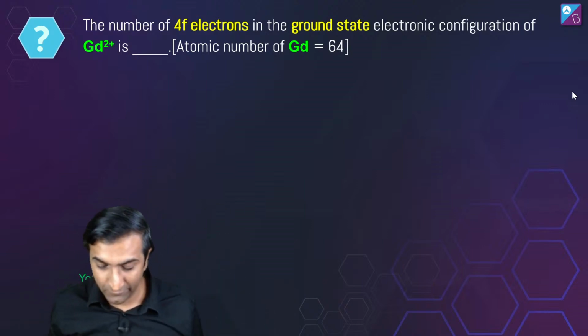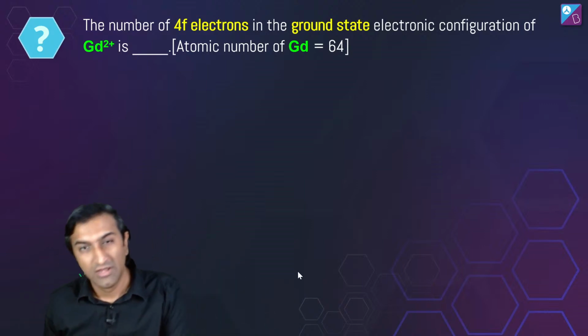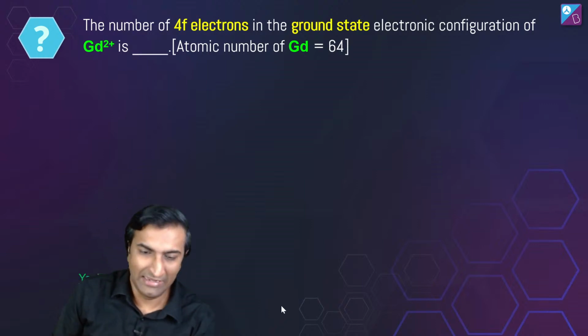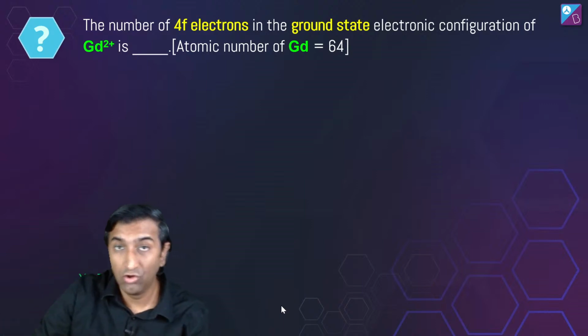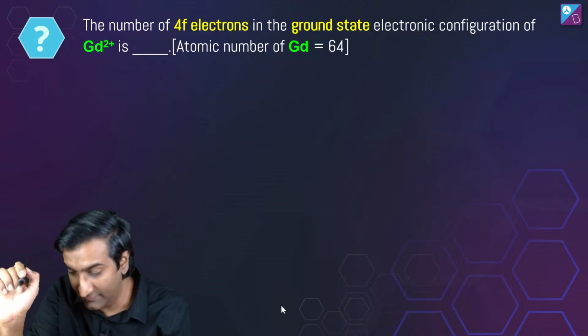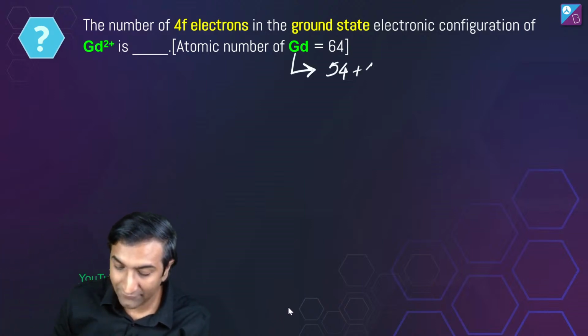Anybody else still doing this? GD is 64. Now, how do you remember whether it's half filled or not? Aditya is clear, good. But okay, remember I told you, have an idea of the closest noble gas. Closest noble gas is at 54.